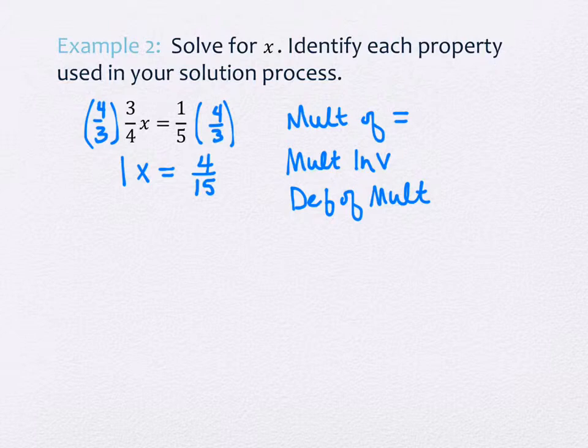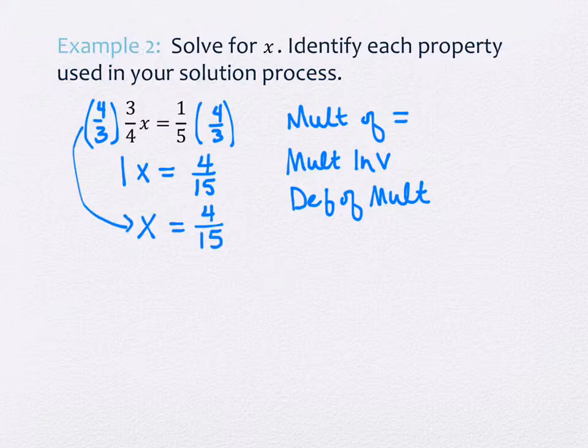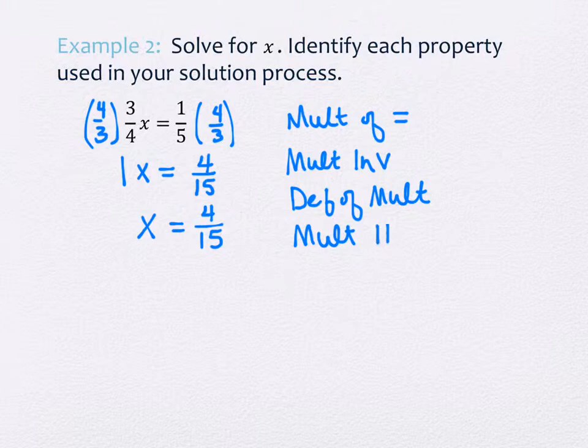Now, it sort of looks like it's done, but you're really not quite done. It really isn't 1x. We want it to say x equals 4 over 15. Often people jump from here to here already. But when you change 1x into x, what property are you actually using? That's the identity property. It's hidden. We don't usually see it written out, but I wanted to show it written out so you'd recognize that it's there. This is the multiplicative identity property.